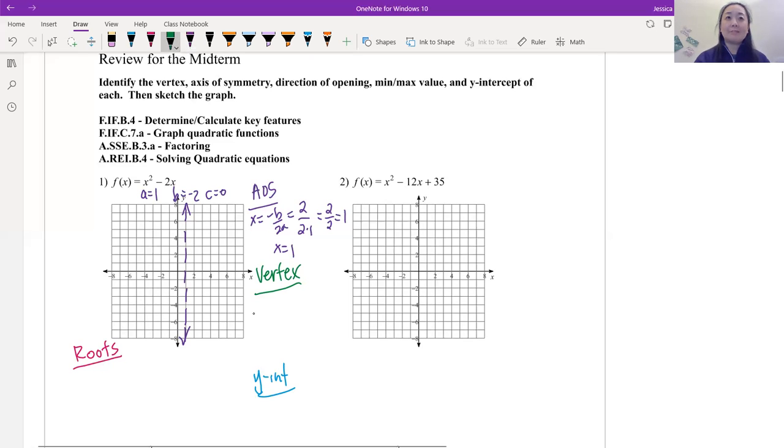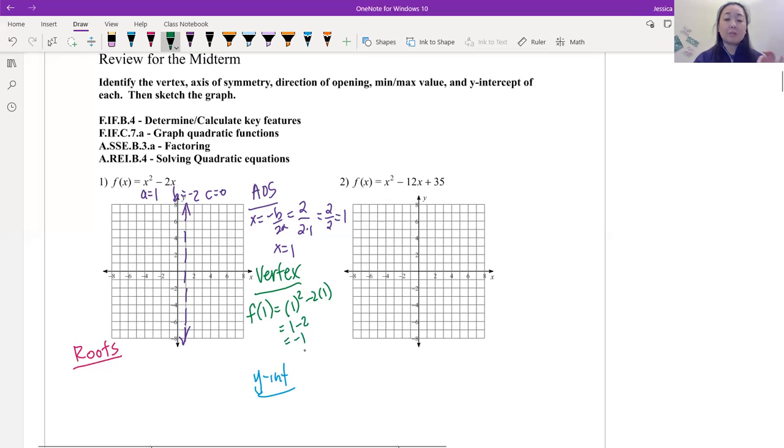And you're like, well, where is it? Well, basically we're going to plug in 1 for x. So f of 1. Anywhere we see an x, we're going to put in a 1. So 1 squared minus 2 times 1. Right? And then we get 1 squared, which is 1, and 2 times 1, which is 2, so this is going to equal -1.